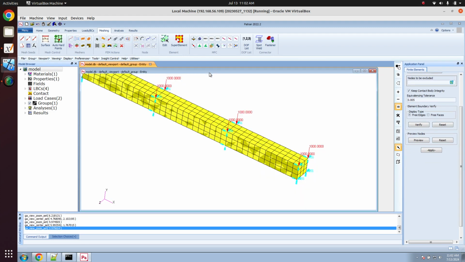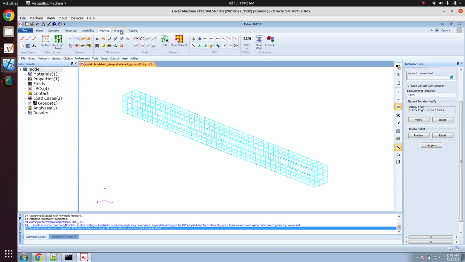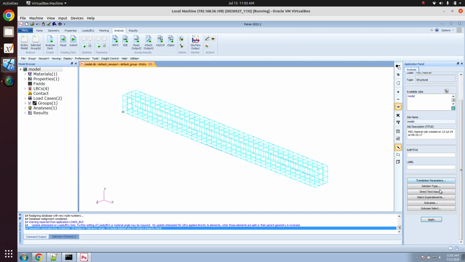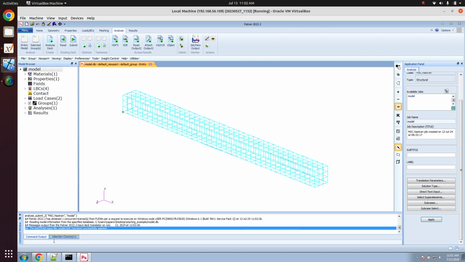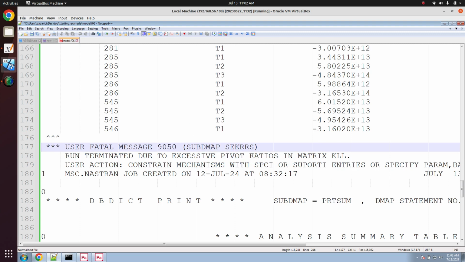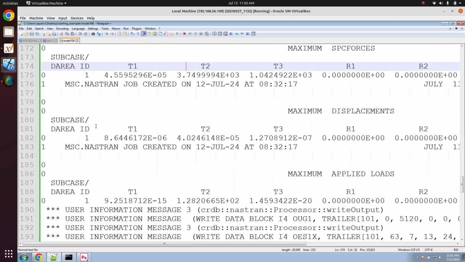Here, let me zoom into the model and clean some of this up. When you click apply, this is going to show you the nodes that have been equivalenced. Now, if you go to analysis, entire model, and you rerun this analysis, you'll notice that in the new file, the error message is now gone. We've successfully performed the statics analysis.